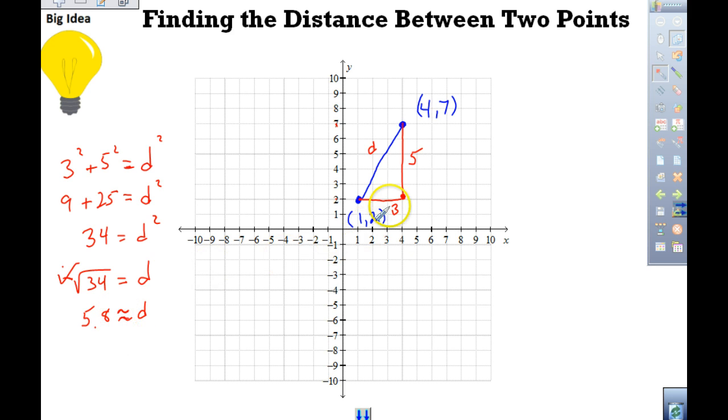So the background is, how can I get this number in general? From using these two numbers, 7 and 2, how can I get 5? That's just 7 minus 2. How can I get 3 using 4 and 1? Just 4 minus 1. So you might remember this formula of x2 minus x1 and y2 minus y1. That's where it comes from. Here's y2, here's y1. How do I get 5? That's 7 minus 2, y2 minus y1.